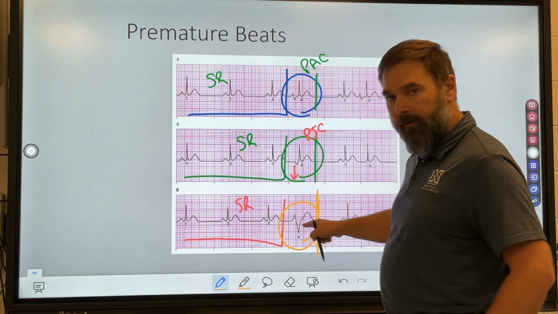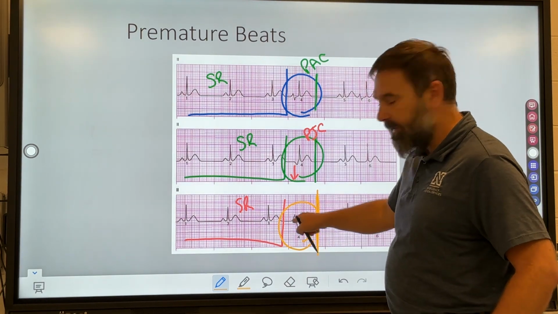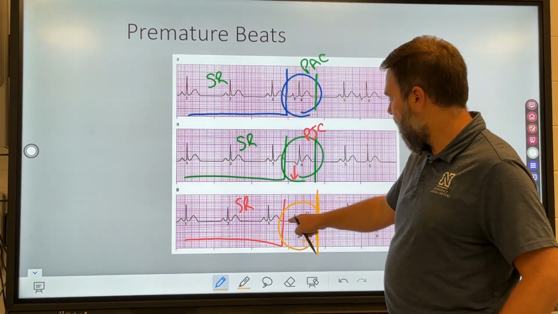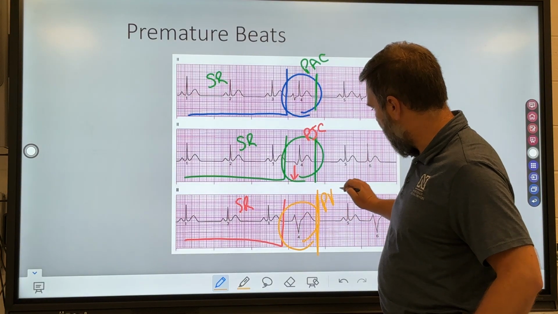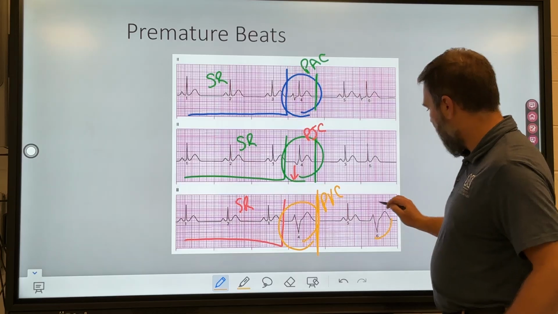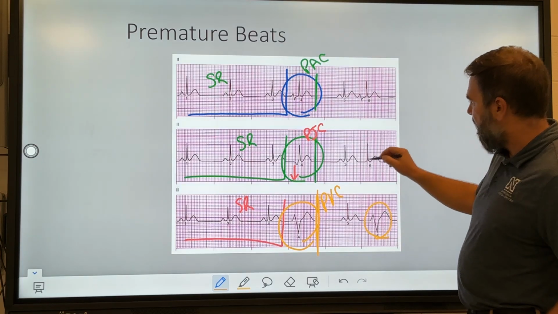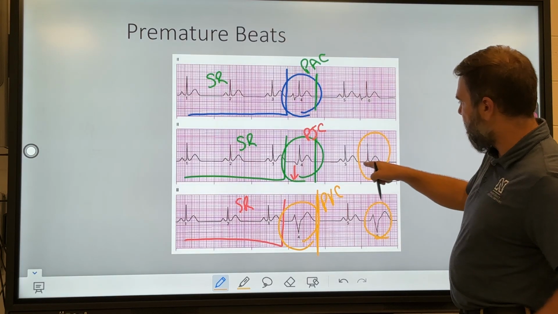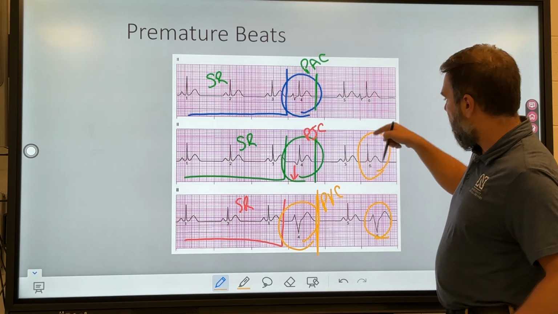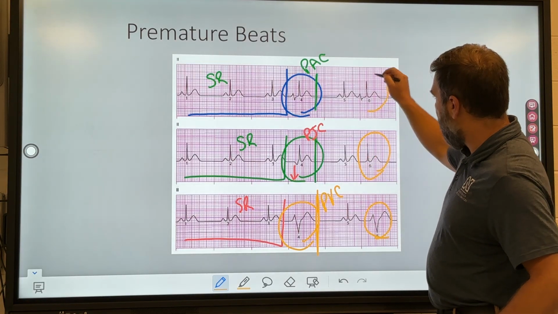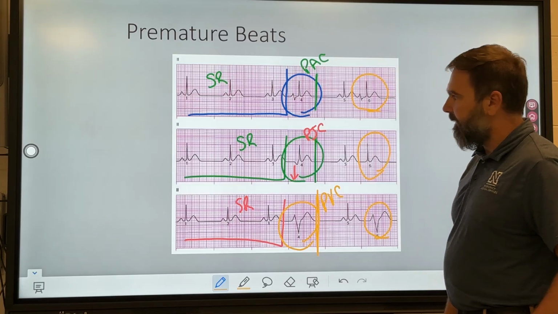It's a wide, bizarre looking complex. We do not see any notable P waves that precede the QRS complex. So that, by definition, is a PVC. And we see another PVC here. Here's another PJC, and this one's actually missing a P wave, so absent P wave. And here's another PAC that we have there.